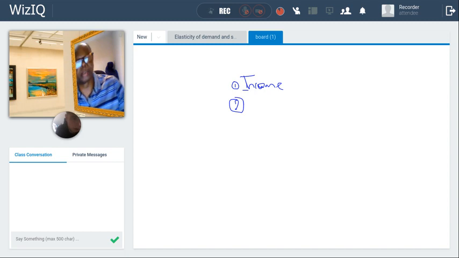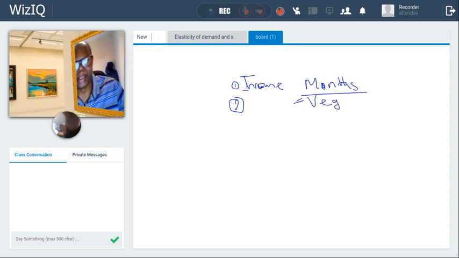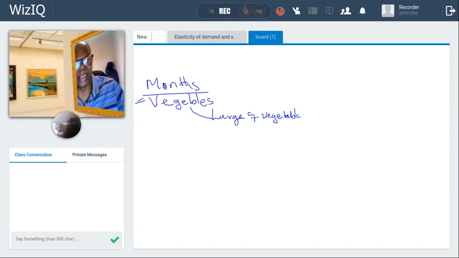Okay. So think this way. We're talking about the months, certain months of the year. So let's take vegetables. Now there are certain months of the year when you have a larger supply of vegetables, which means you have many people who are suppliers.